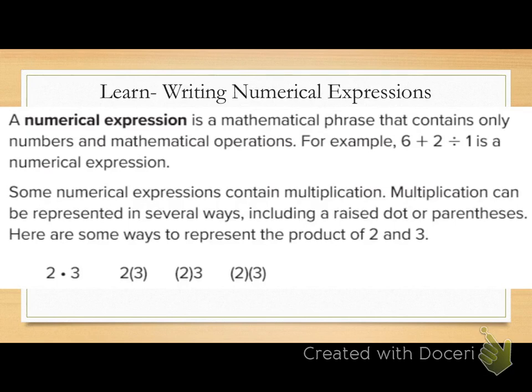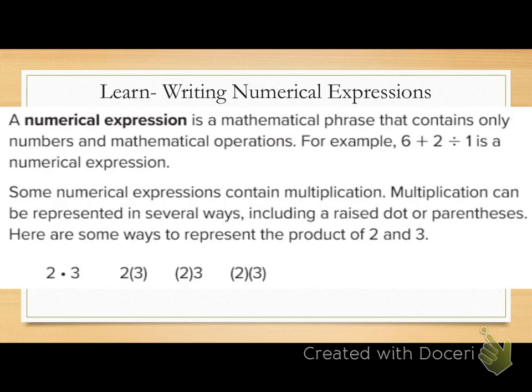Just the 3 could be in parentheses. If there's no other operation written there, it's understood to be multiplication. Just the 2 could be in parentheses. And then the 2 and the 3 could both be in parentheses. Those are all different ways to represent multiplication. So if you see a product, or if you see numbers written any sort of these ways, just know that that's multiplication and not any other of your operations. Okay? Are there any questions about that?